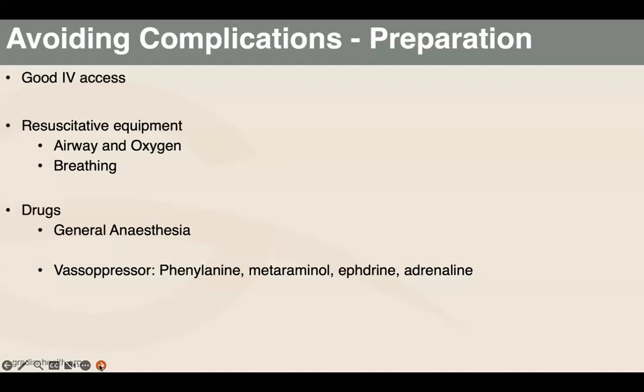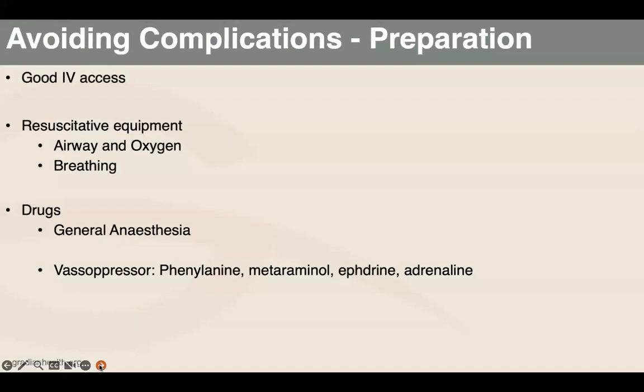Resuscitative equipment: you need your ambu bag by the side, you need a working machine, you need your laryngoscope to be working, you need your stethoscope. You have to make sure you can manage the airway and provide oxygenation and make sure the patient is breathing well all the time, whether spontaneously or assisted using your bag valve mask or your anesthesia machine.